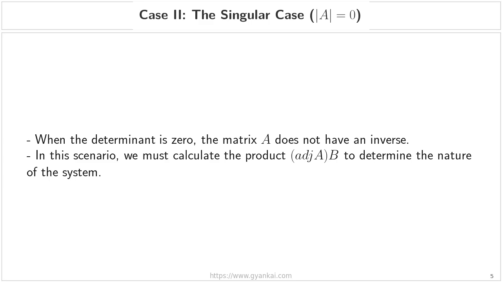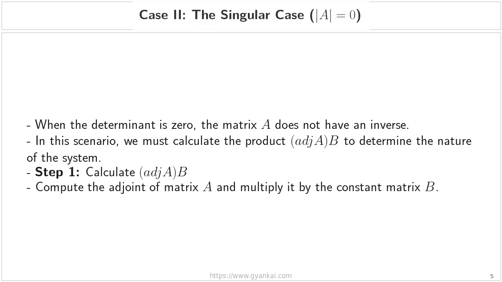To find out, we have to take an extra step and calculate the product of the adjoint of A and the constant matrix B. So, our first step here is to calculate the product of adjoint A and B. To do this, you'll need to first compute the adjoint of matrix A, and then multiply that resulting matrix by our constant matrix. This calculation is crucial, because as you will see in the next slide, the result of this product will tell us exactly whether our system is inconsistent or consistent with infinite solutions.